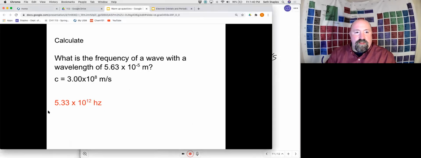In this question, we are given a wavelength and we need to find frequency. So I would rewrite our equation to be frequency equals C over wavelength. That'll be 3 times 10 to the 8th meters per second divided by 5.63 times 10 to the negative fifth meters. Let's double check that I did that right initially. So 3.00 times 10 to the 8th divided by 5.63 times 10 to the negative fifth. Sure enough, 5.33 times 10 to the 12th. And there we have it.